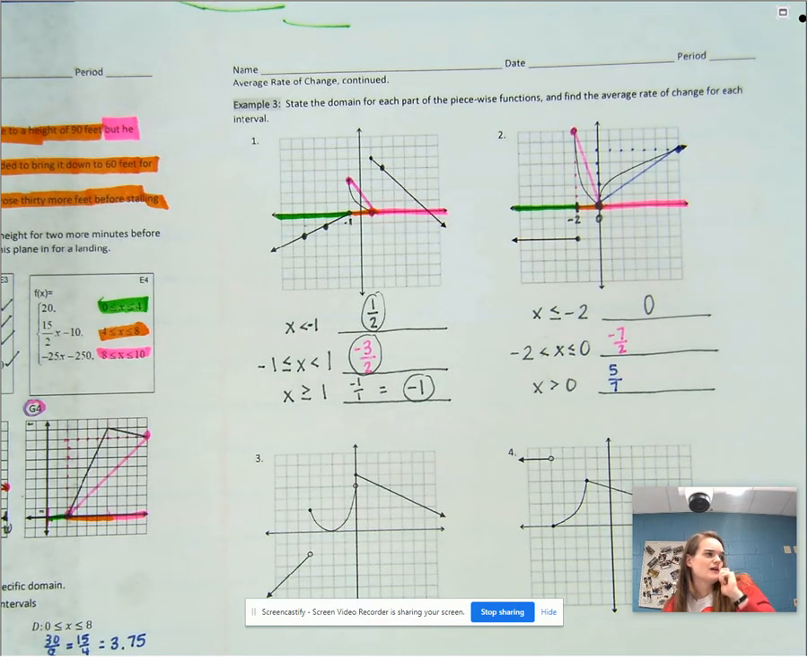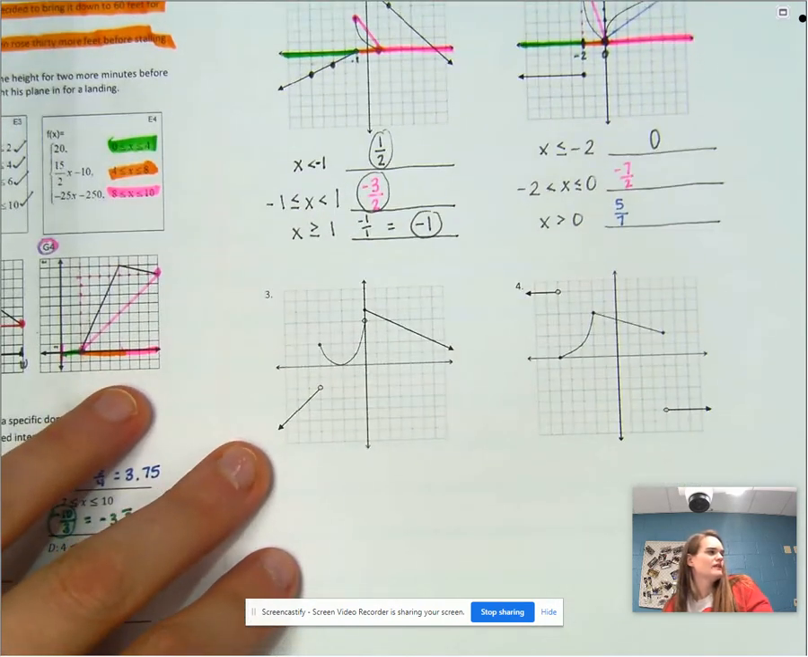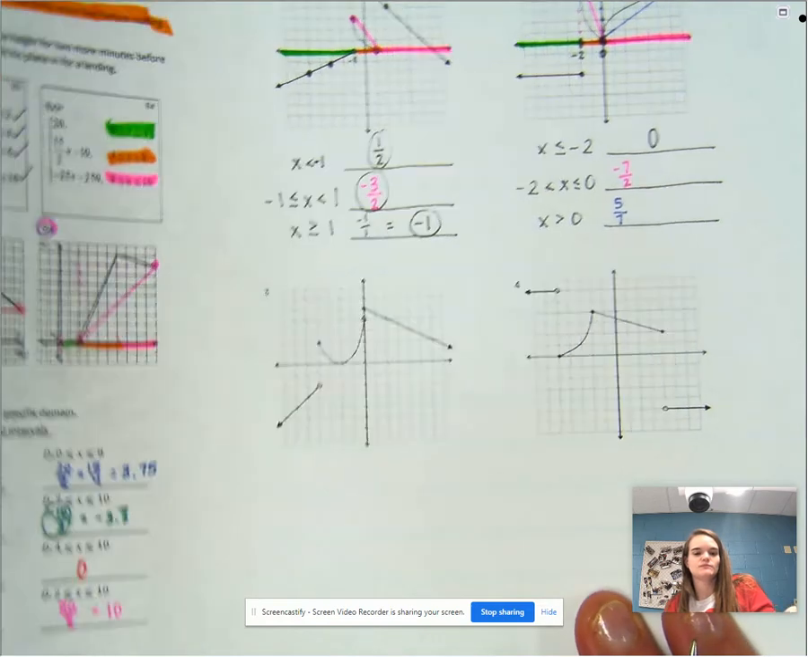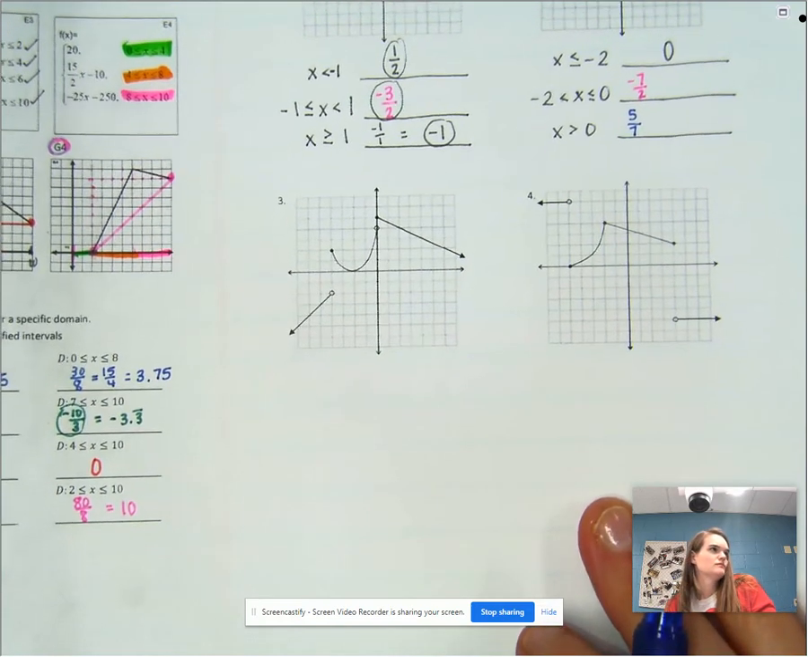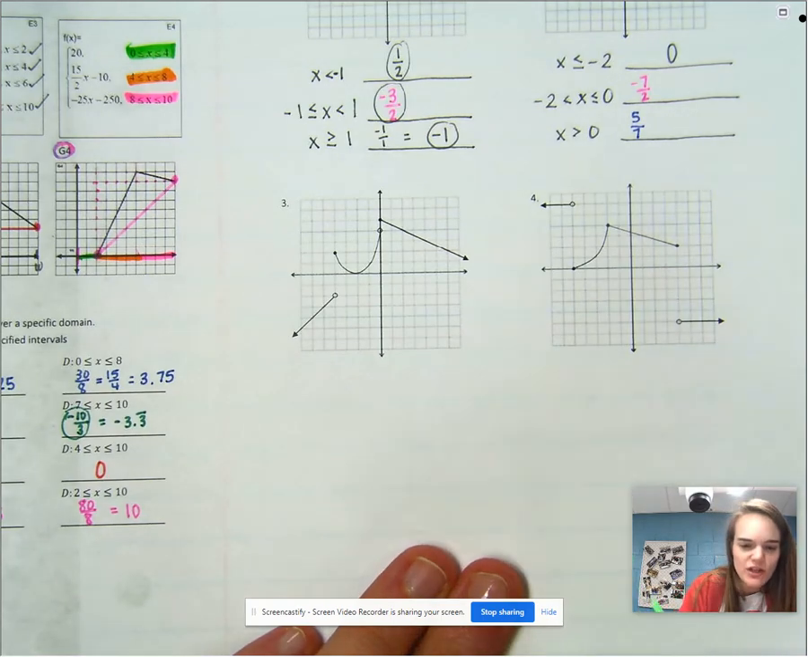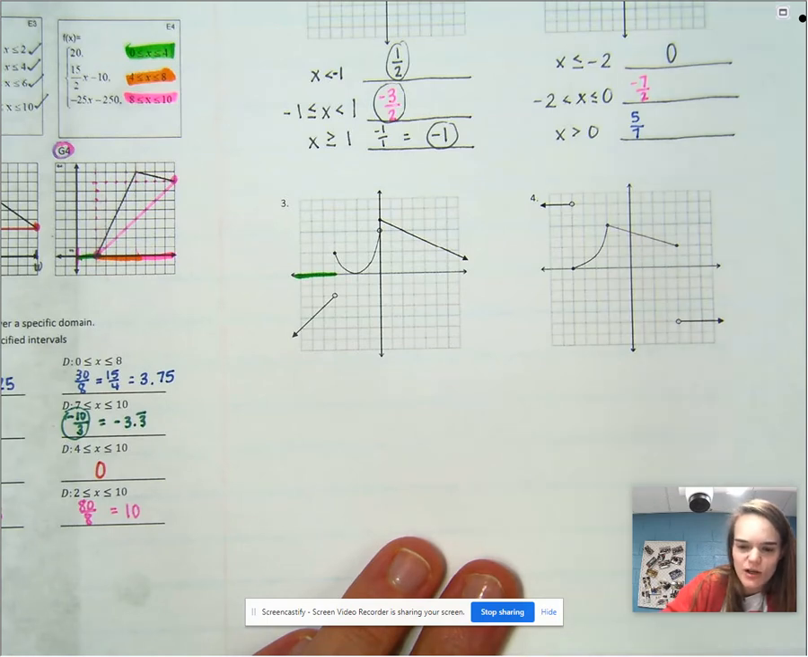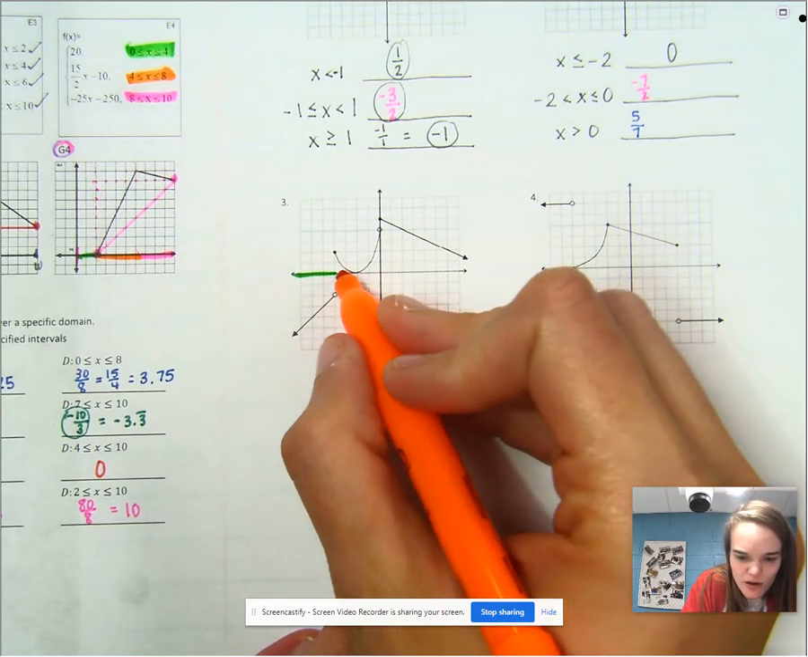I would like you guys to pause the video, state the domain, find the average rate of change. Okay, so you should have paused it, find the average rate of change. We're going to have 3 pieces of this domain as well. The next one will actually have 4.